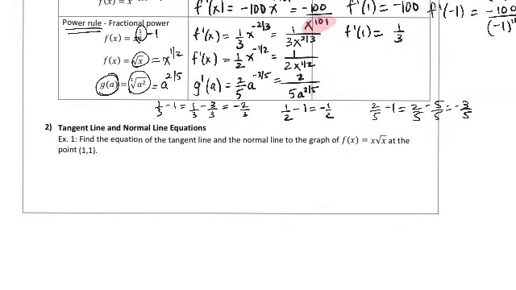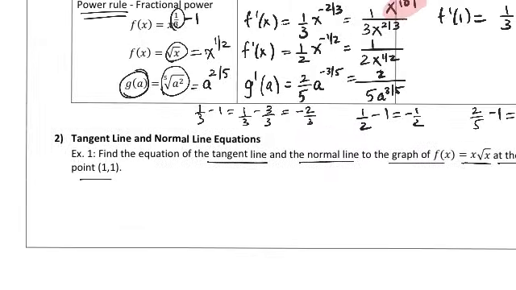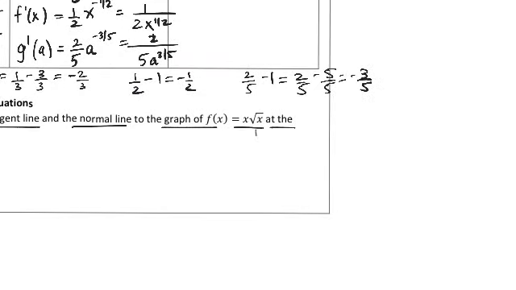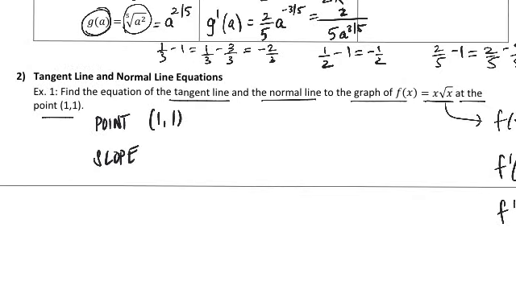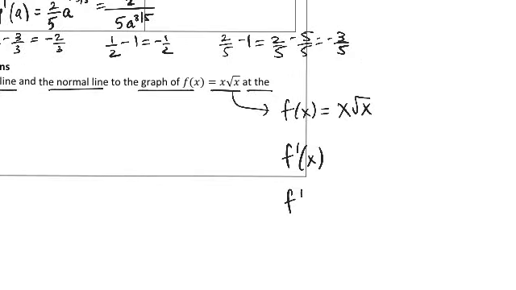Let's take a look at tangent line and normal line equations. Find the equation of the tangent line and the normal line to the graph of f of x equals x radical x at the point 1, 1. To write the equation of a tangent line, you need a point and a slope. The point, they already gave it to you, it's 1, 1. The slope: we're on this graph, f of x equals x radical x. We need the slope, which is f prime of x, at this particular x value. So we need the slope f prime of 1.